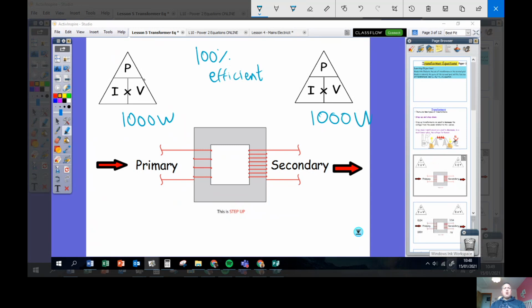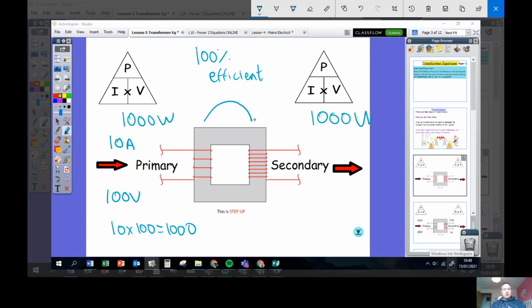Now we know from our equations that the way to work out power in electrical things is to multiply the current times the voltage. So for example, on this side, the power is 1000 watts. That might be because it came in at current 10 amps and voltage 100 volts. 10 times 100 equals 1000.